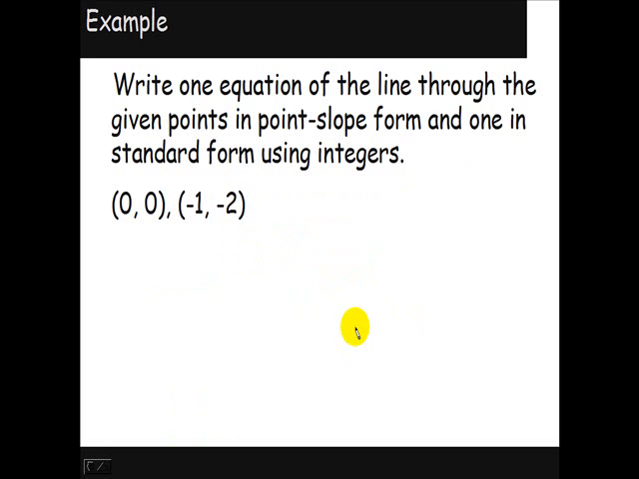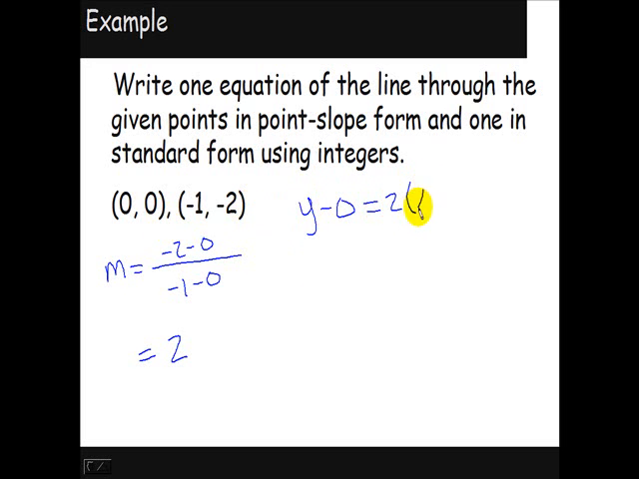Another example, we're going through 0, 0, and 1, 2. So this slope ought to be easier to calculate because we're just dealing with some zeros here. So I've got negative 2 minus 0, and I've got negative 1 minus 0. So I'm going to end up with negative 2 over negative 1, which is positive 2. So my equation, let's use that 0, 0 point: y minus 0 equals my slope, 2, times quantity x minus 0. Well, let's clean this up a little bit. That's y equals 2x.